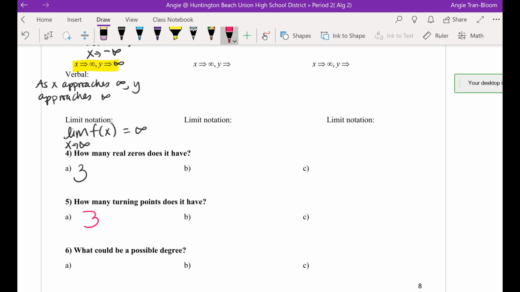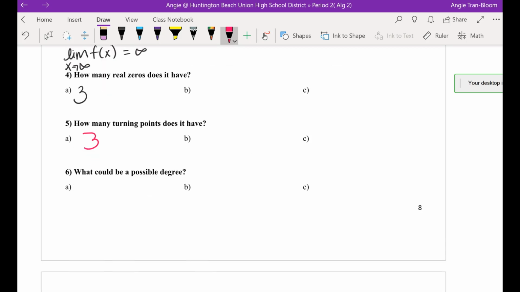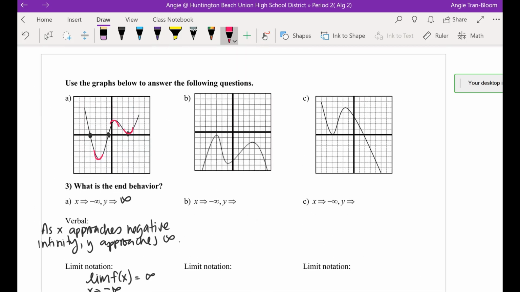Now, last question. Look at the y. Is it going the same way or opposite way? Same way. So it can only be what kind of degree, even or odd? Even. It can be 2, 4, 6, 8. Now you have to look at the turning points. 4. Remember, the turning point is 1 less than the degree. So this is a possible 4. It can be 6, it can be 8. But can it be 5? No, it has to be even because the y's are going the same way. If I wrote 8, it'd be right. Yeah, for sure.